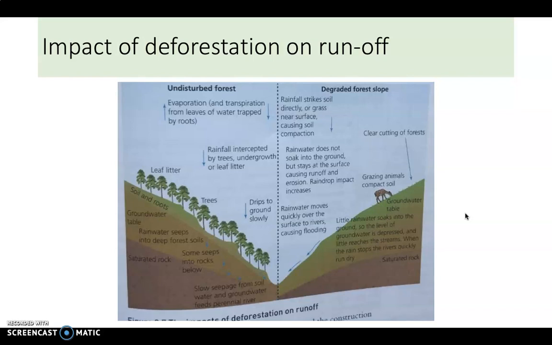There are a couple of examples in the text that I put on Show My Homework. These are actually from the revision guide for Educast, and I'd like you, underneath the diagram that you've drawn, to make some notes on the impact of deforestation and the impact it has on runoff.